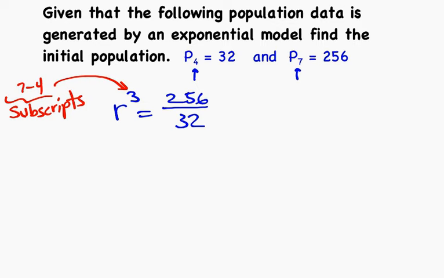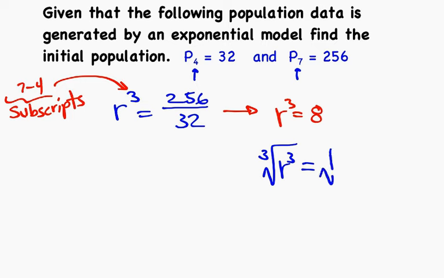So now we want to take this 256, we want to divide by 32, and we find that R to the 3rd power is equal to 8. And now we want to take the cubed root of both sides. So the cubed root of R cubed is equal to the cubed root of 8. So we find that R is equal to 2. That is our growth rate for our exponential model.